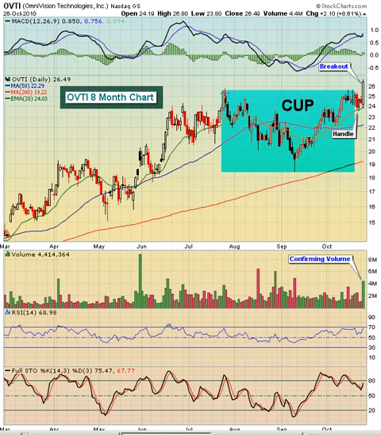Otherwise, I look for this one to ultimately make a measurement on this pattern, which is the top of the cup down to the bottom of the cup. So you're talking about 18.40 up to around 25.40, 25.50, so it's about $7 or so. You tack that on to 25.50, and that takes us up to about the 32.50 area. So OVTI in time measures up to about the 32.50 area, and that's what I'd look for again over time.